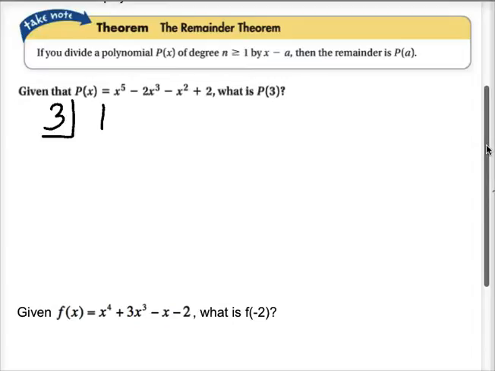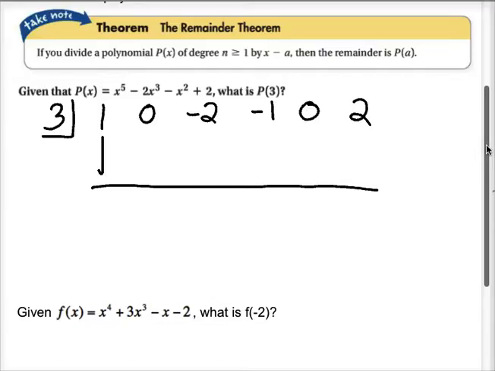1x to the 5, no x to the fourths, negative 2x cubed, negative 1x squared, no x's, and a 2 at the end. So again, very important to make sure you're remembering those placeholder zeros.